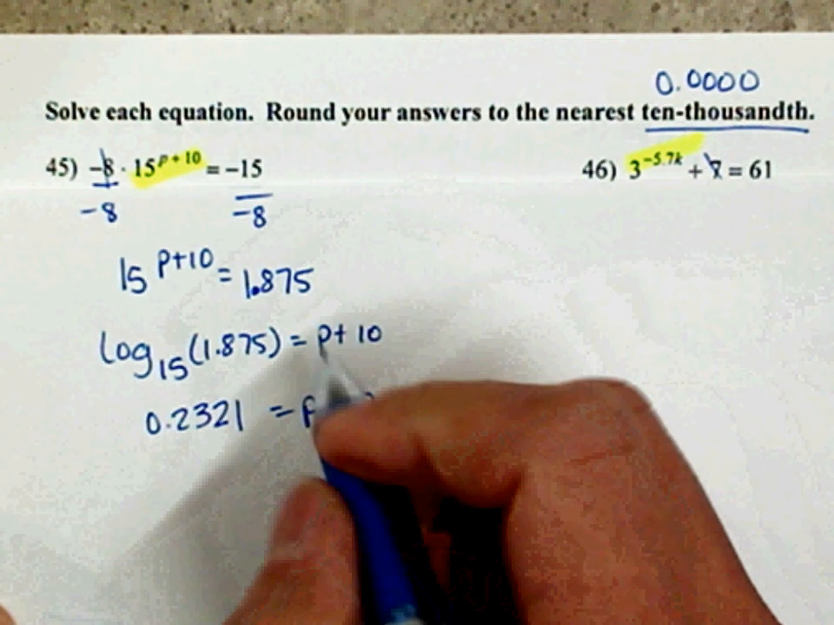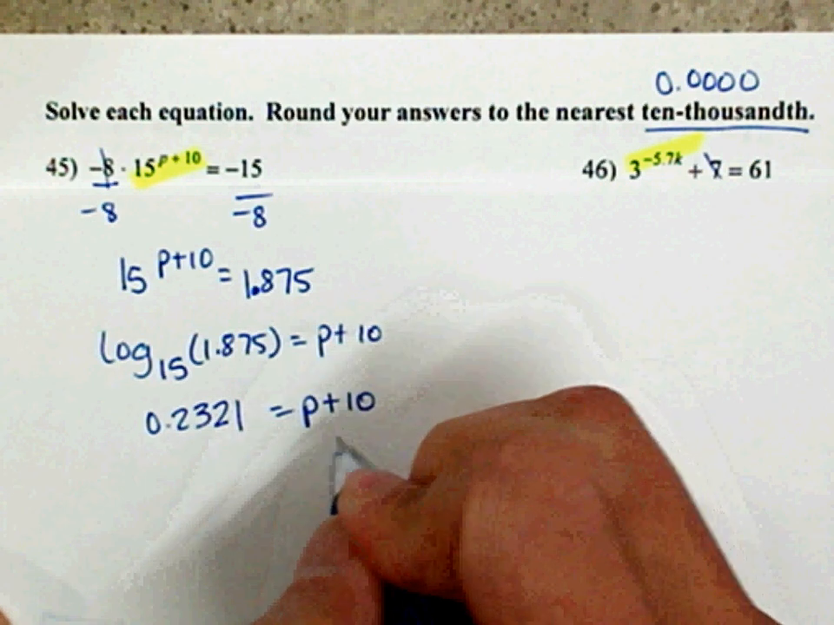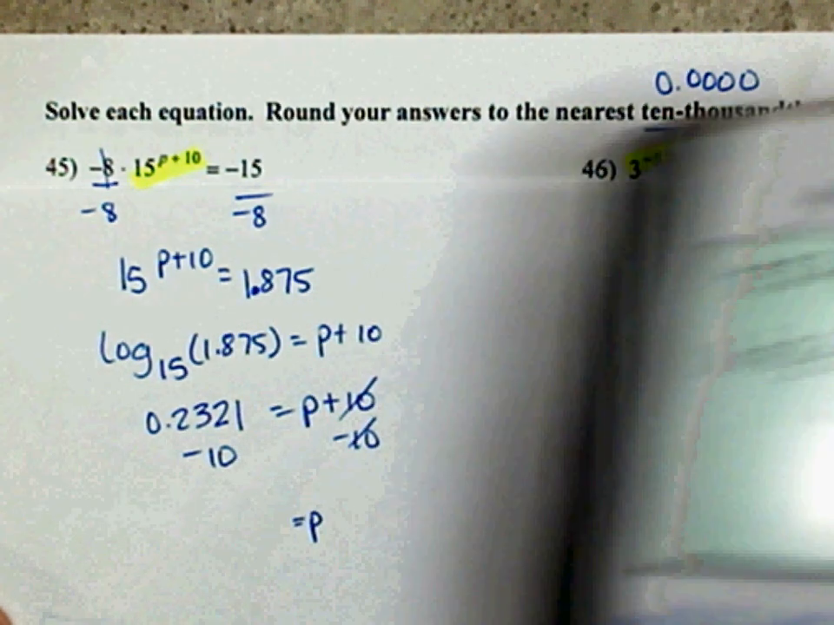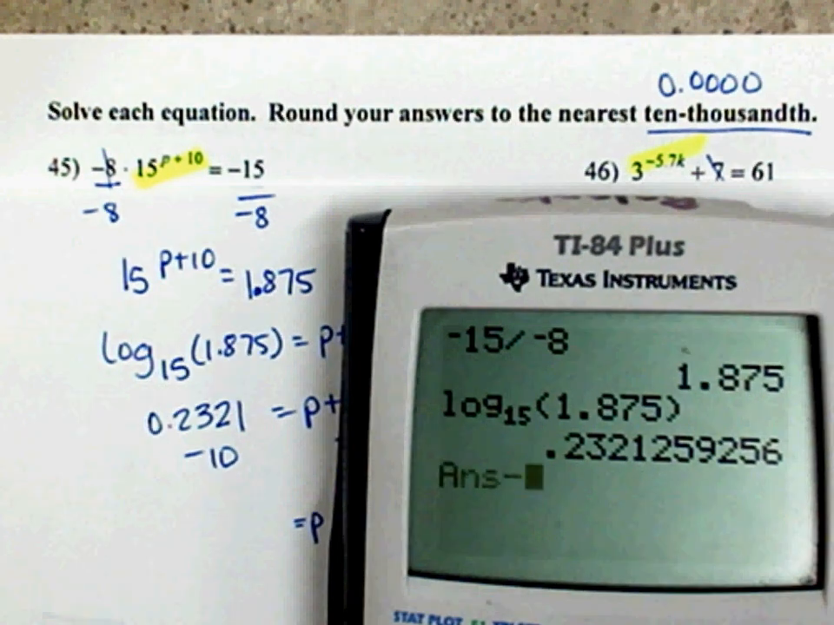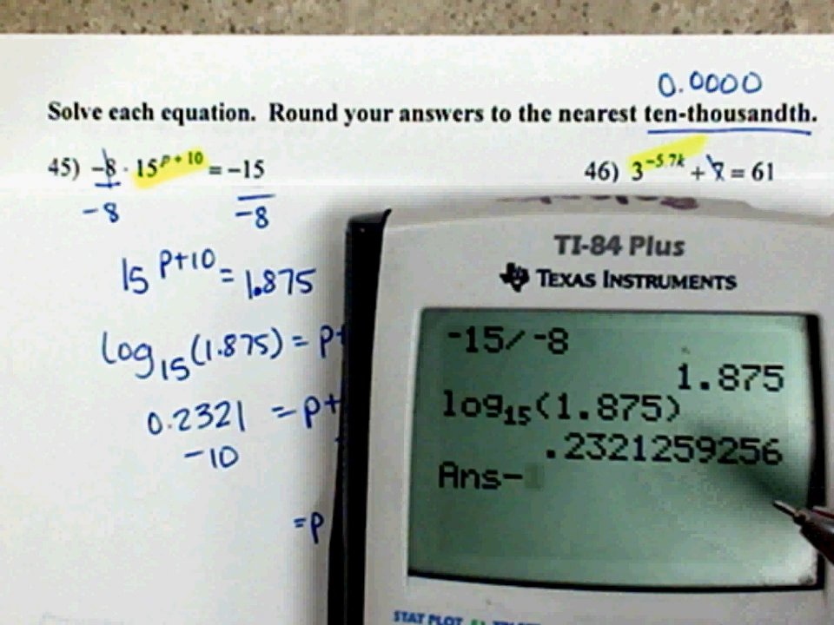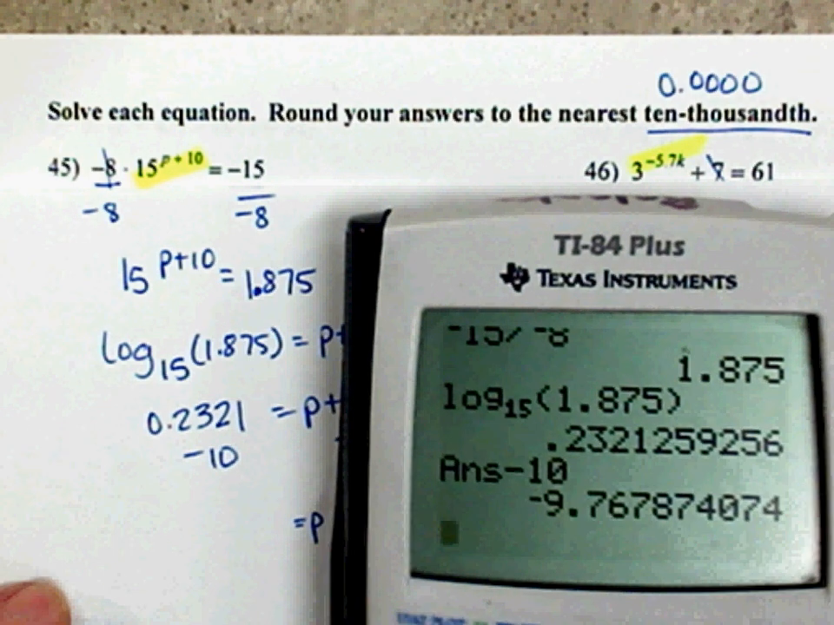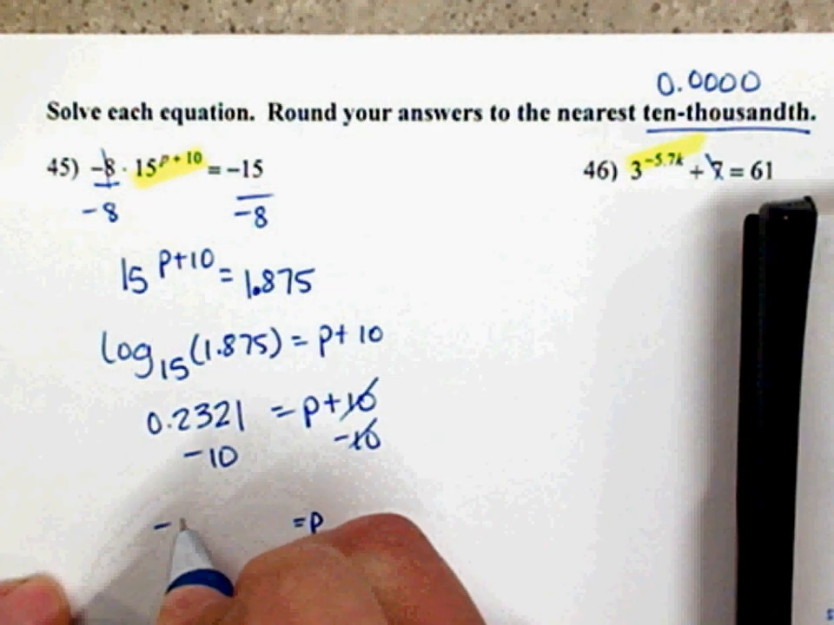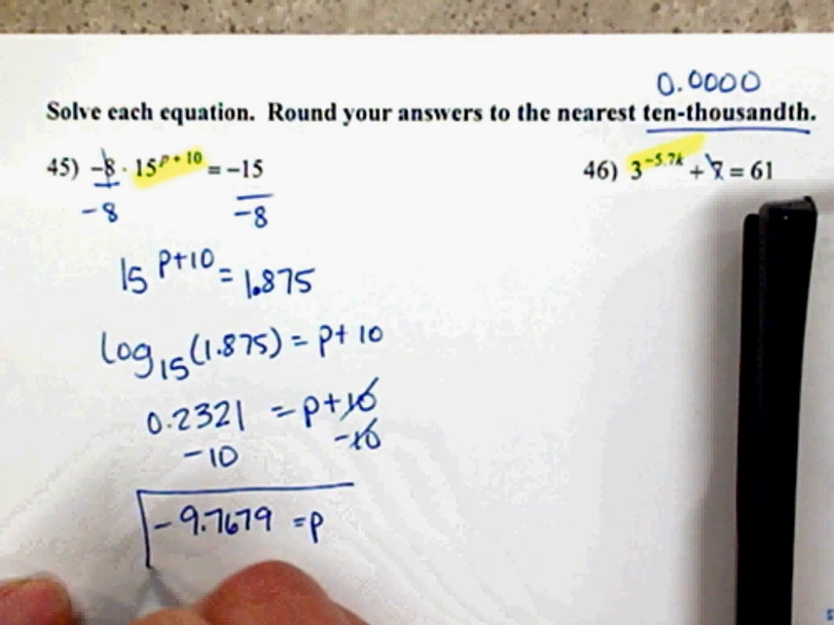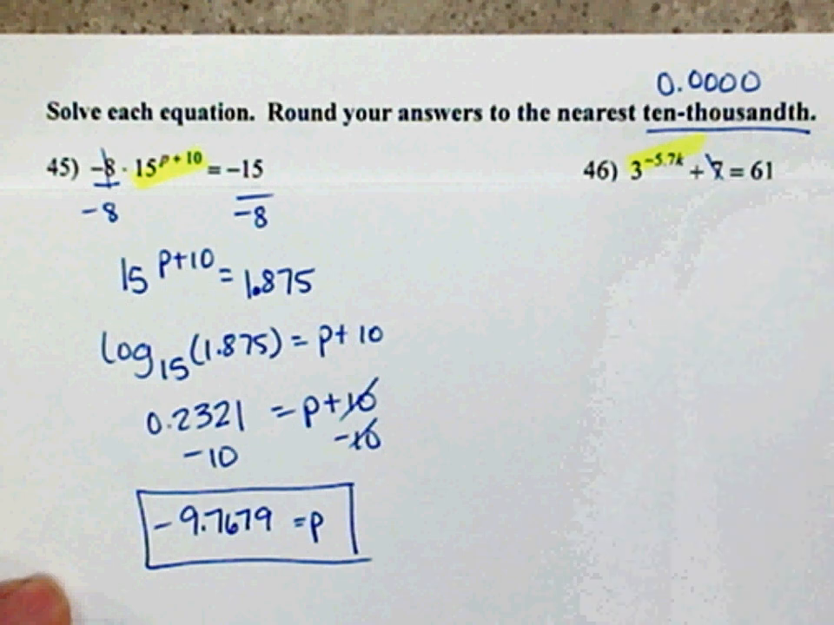Continue to solve for p like you've done since Algebra 1. So subtract 10 from both sides. So p is equal to, now notice I'm just going to push minus. ANS is the previous answer, so minus 10. Not -10, but minus 10. So my answer comes out to be -9.7679, 4 decimal places. Okay? And there you have number 45.